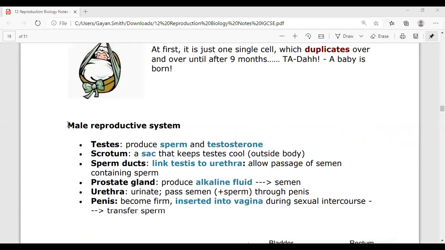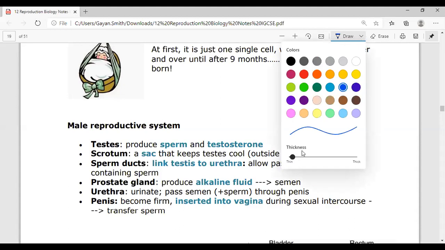So first, we're going to look at the male reproductive system, which is what produces our male gamete for us. All right, so males, you should know about your reproductive system more than even the female reproductive system. You definitely should know about your male reproductive system.